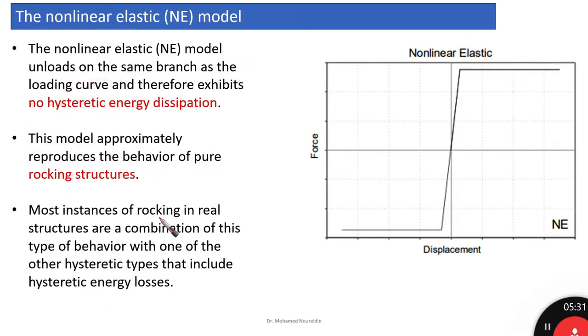Now let's go to the last type of hysteretic behavior, which is the nonlinear elastic model. We call it the NE model. As I said before, for the nonlinear elastic model, the loading and unloading paths are the same. It goes back and forth on the same path. The nonlinear elastic model unloads on the same branch as the loading curve and therefore exhibits no hysteretic energy dissipation.